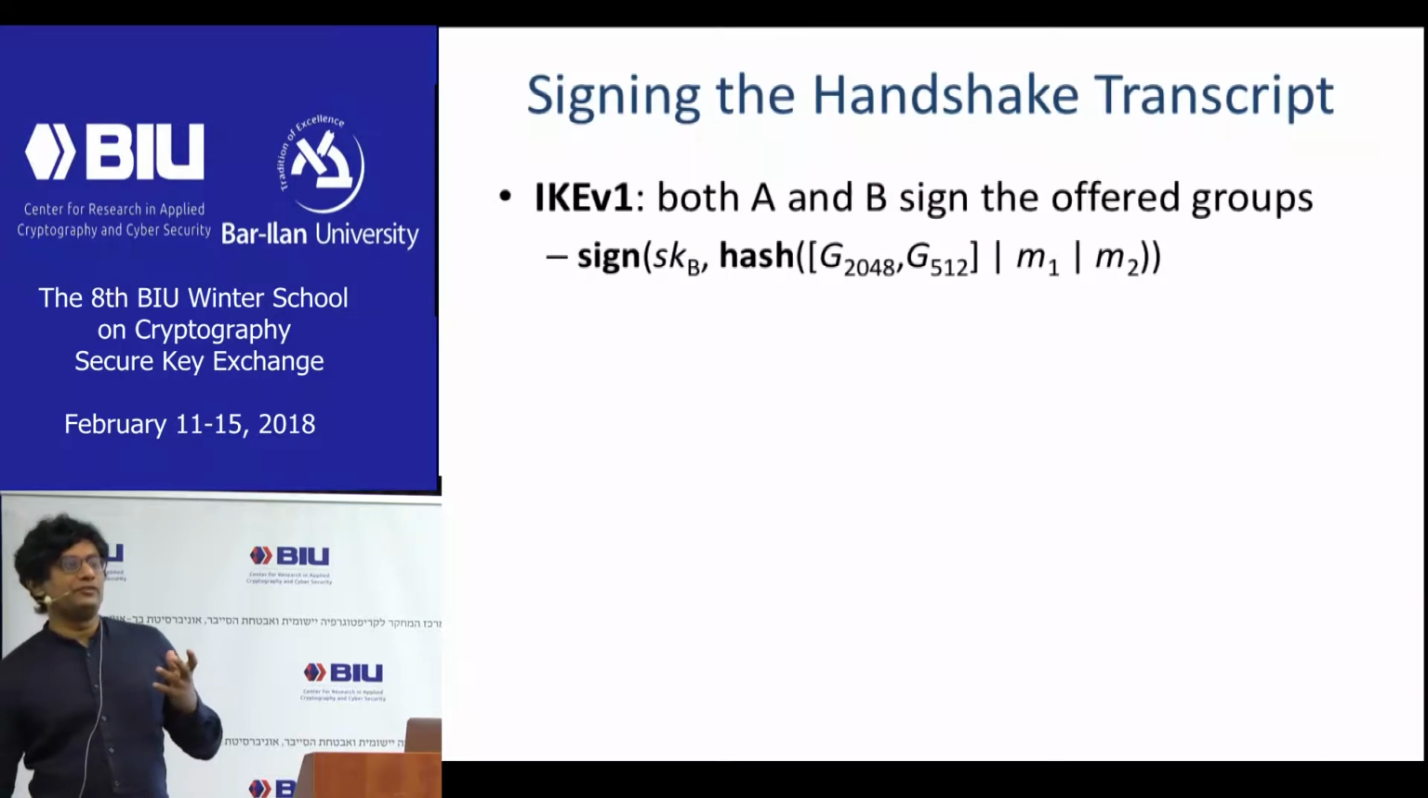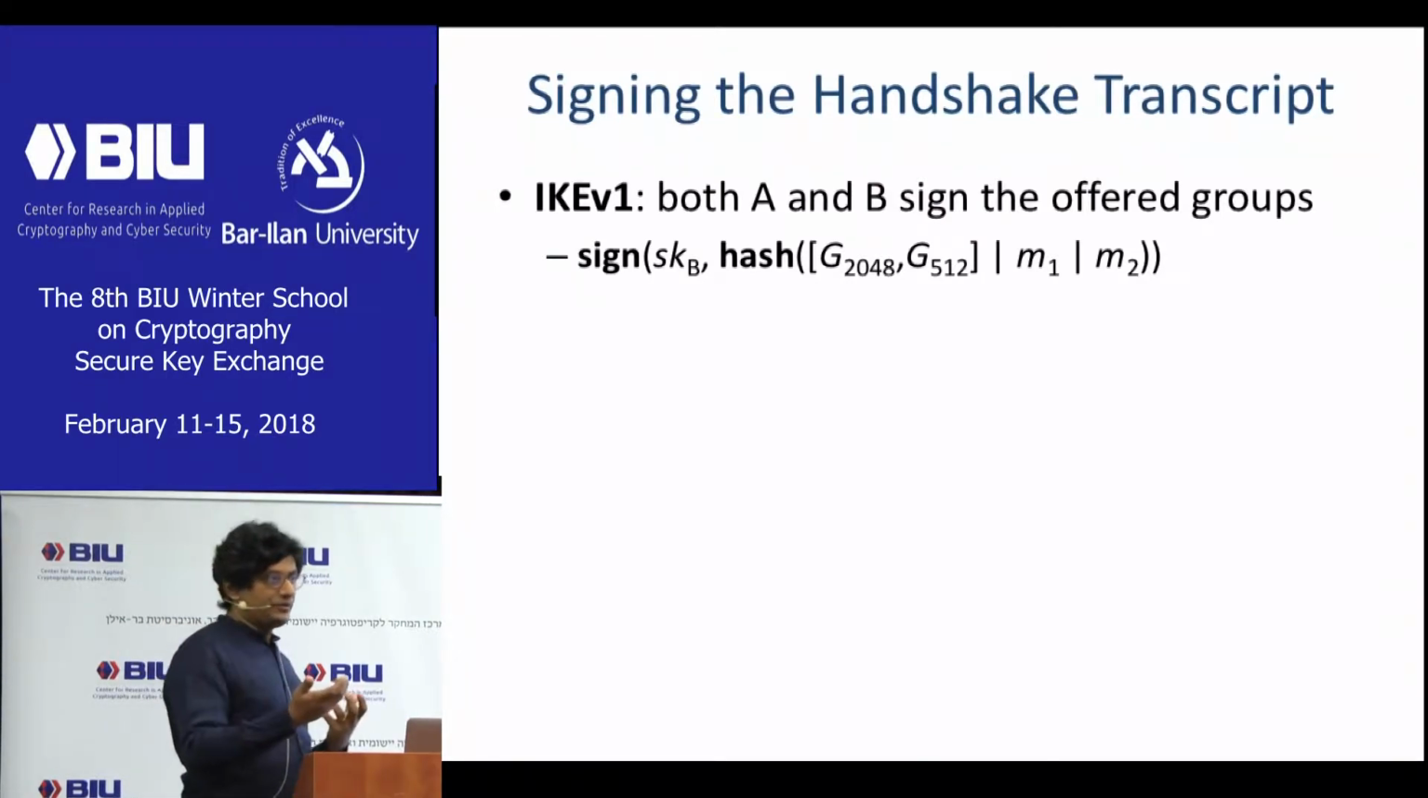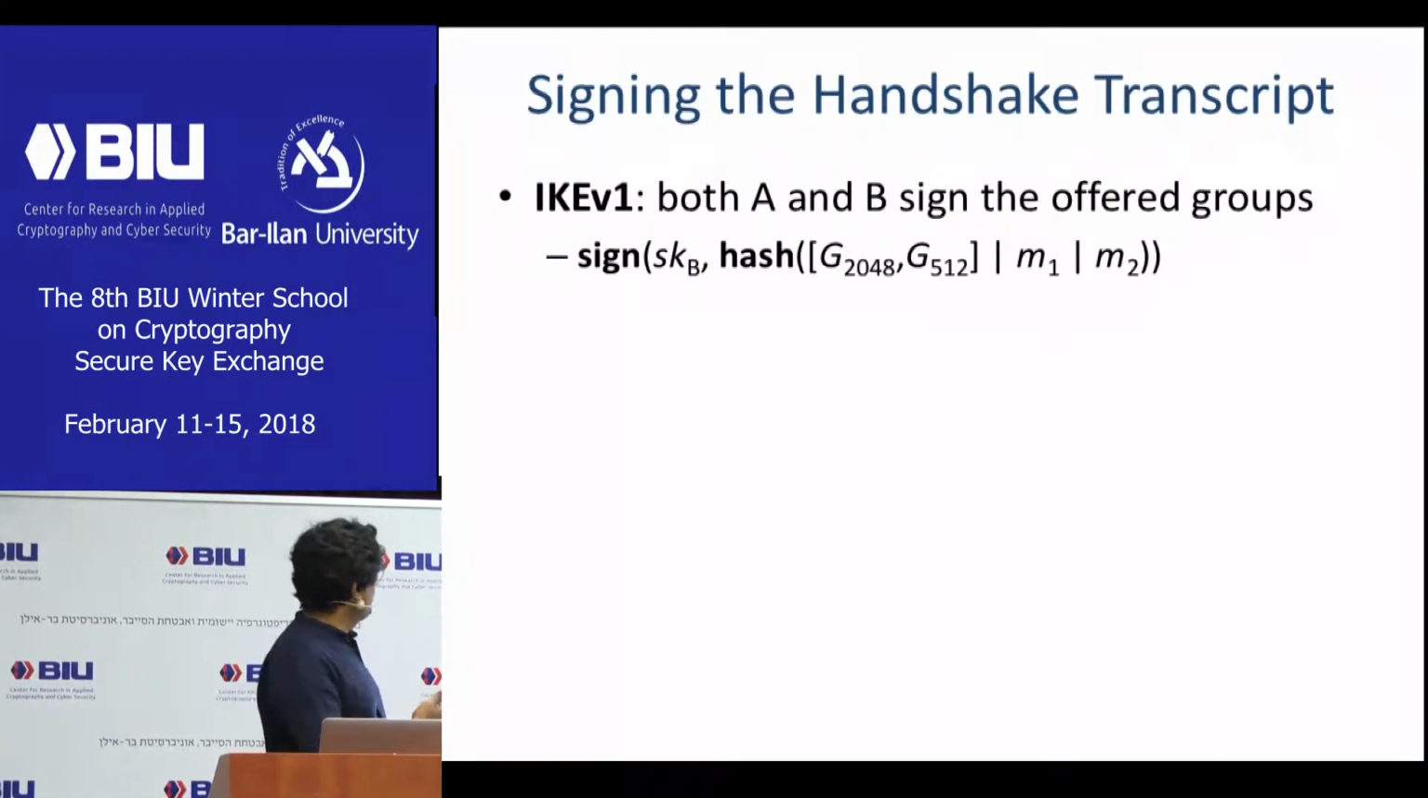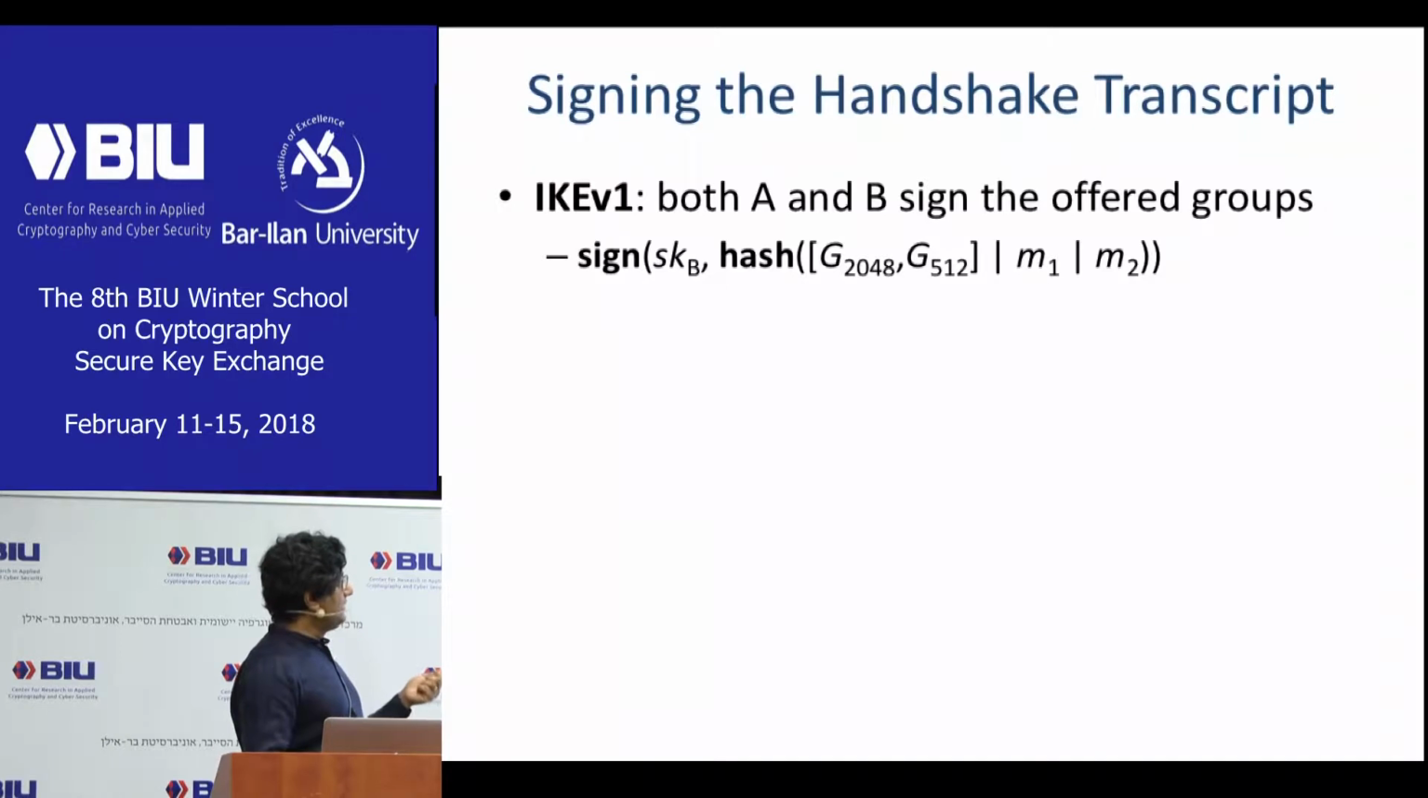Well, other protocols have chosen other steps. So you can maybe learn from other protocols. So in IKEv2, the signatures include more stuff. Both A and B are going to sign the offered groups. So the first message is included.